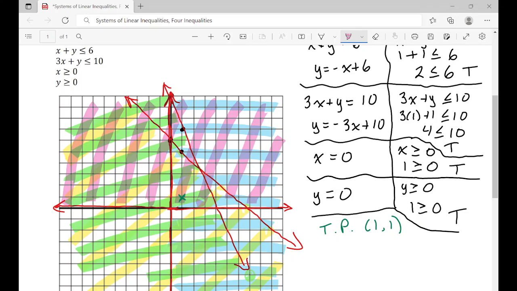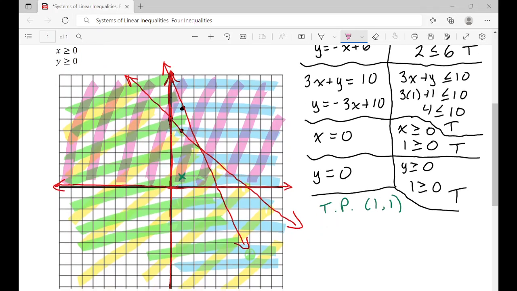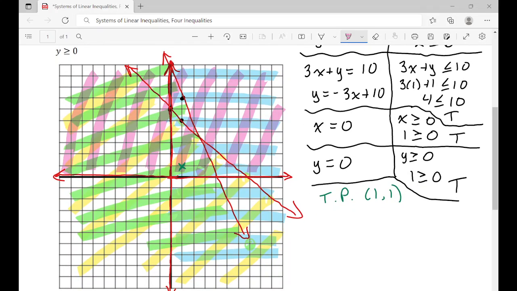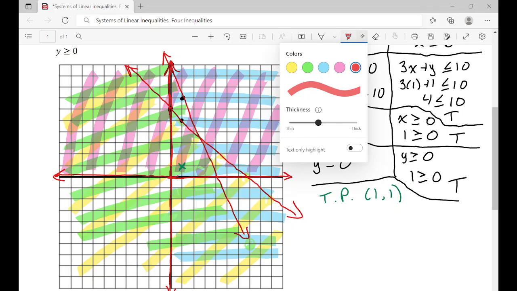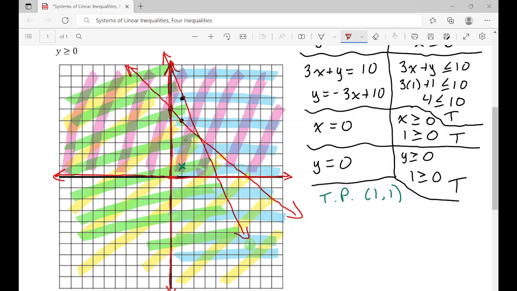Now here is the hard part. You want to look at this whole thing, and it's kind of a mess. Where are the colors overlapping? You see some yellow, green, pink, and blue. It's in this area here. So this is the area that's true.